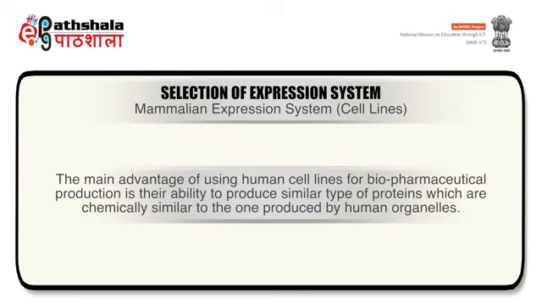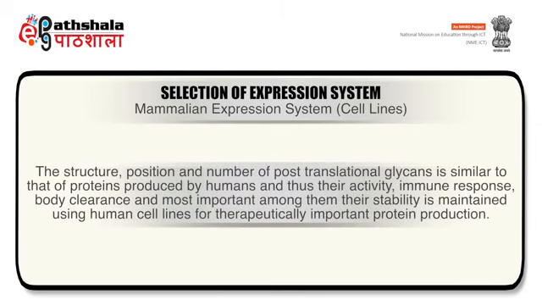The advantage of using human cell lines for biopharmaceutical production is their ability to produce similar type of proteins which are chemically similar to the one produced by human organelles. The structure, position and number of post-translational glycans is similar to that of proteins produced by humans, and thus their activity, immune response, body clearance and most importantly among them, their stability is maintained using human cell lines for therapeutically important protein production.